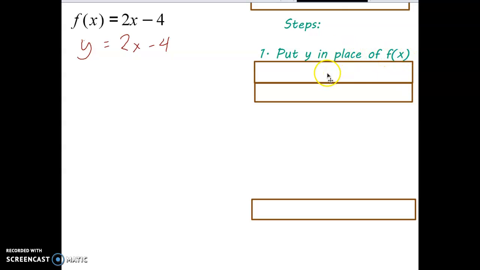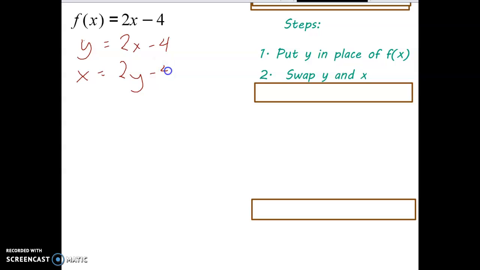All right, let's see what the next step is. Swap the y and the x. So I'm going to switch out the variables x and y. So where I have a y, I'm going to put an x. And where I have an x, I'm going to put a y. I'm not solving anything. I'm not moving anything. I'm just swapping the position of the x and the y.